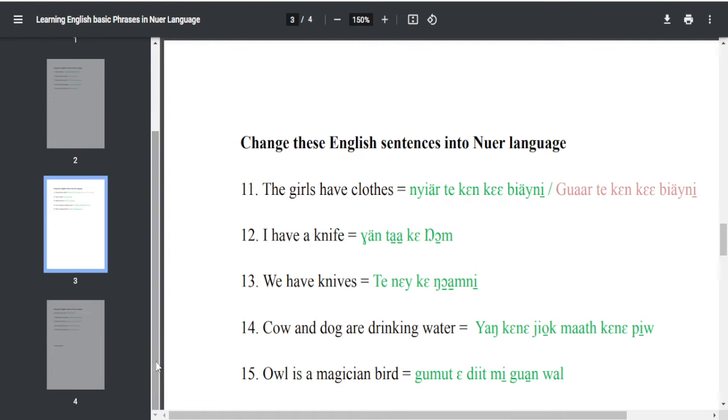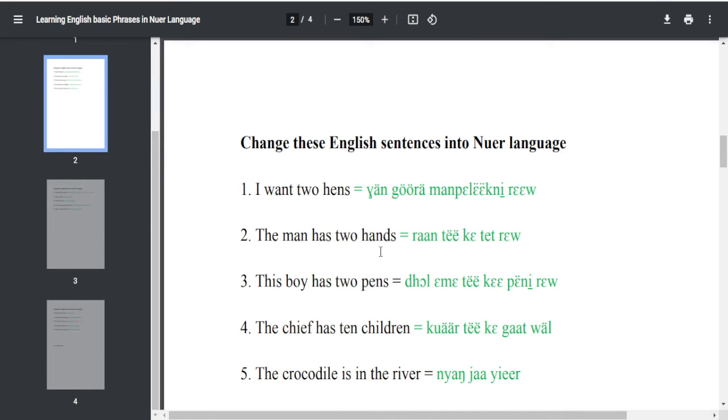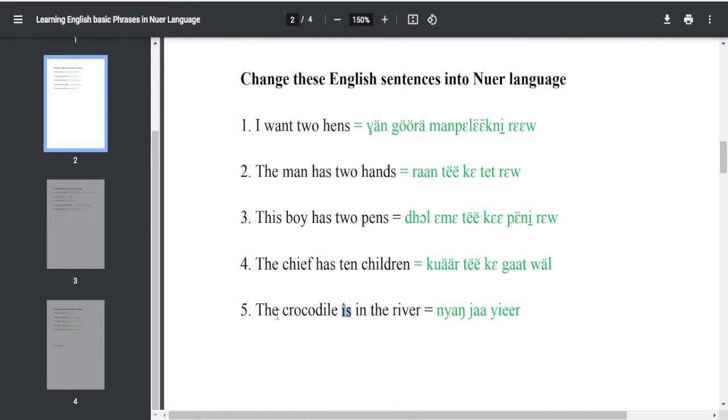We have number 6 right here. Let's continue with lesson 6 or sentence 6. My father is at home. Guaar ja ching. Wherever you see ja, it refers to is in English. Ja is. Let me take you back to the first lesson. We have something here with is. The crocodile is in the river. Is means ja. Nyaŋ ja yieer. Is refers to ja in Nuer language.